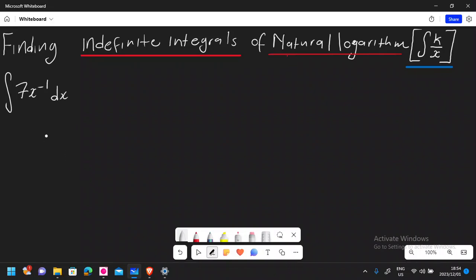Today in this video we will be solving this problem here. We'll be finding the definite integral of this function here. Obviously we're gonna be using natural logs then, but you can pause this video and try to solve this problem. Let's see if you're gonna get the same answer as the one that I got at the end of this video.